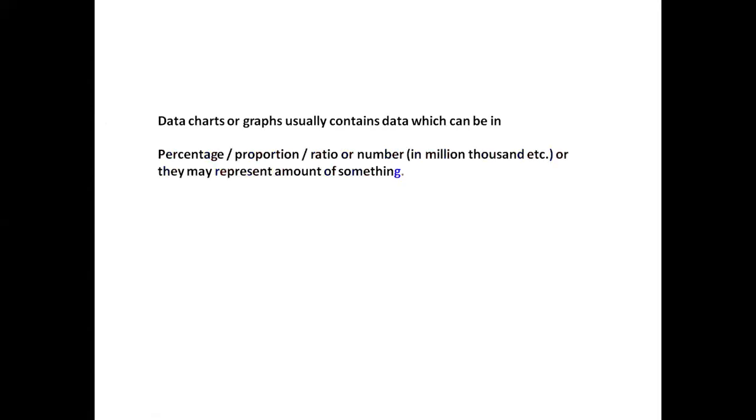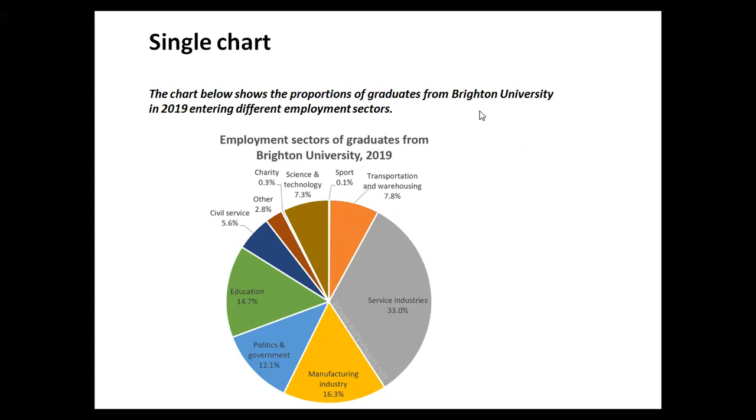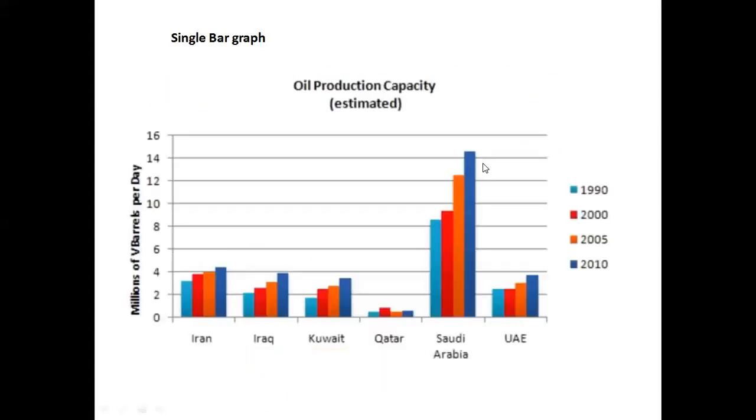What do these graphs represent? Data charts or graphs usually contain data which can be in percentage, proportion, ratio, or number in millions, thousands, etc. Or they may represent the amount of something. It depends. So there can be a singular chart such as this on your screen. As you can see there, it represents proportion. Proportion of what? I think the proportion of the graduates who took various industries for their professions.